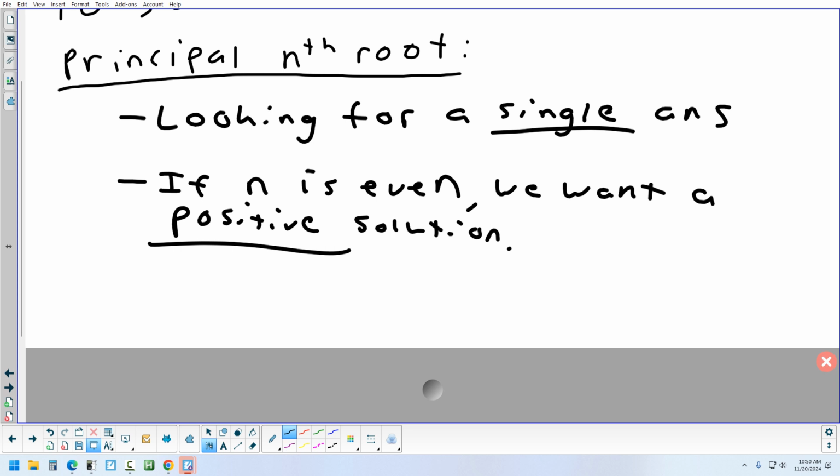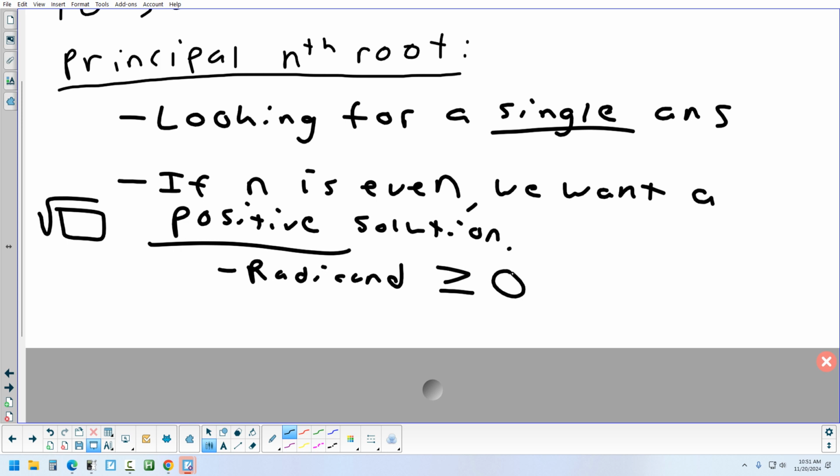The other thing that will happen, if the index is even, let's take, for example, a square root. What kind of numbers are we allowed to take the square root of and not get imaginaries? What the radicand has to be what number or higher? 0 or higher. So the other thing that we always have to watch out for, when we are doing even roots, is that the radicand has to be 0 or higher. If it's not, and they ask you to find the principal root, that wouldn't make sense, because you'd be getting an imaginary answer, and we're not getting into imaginaries.